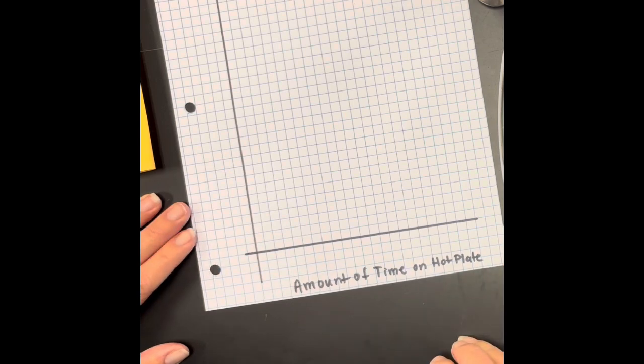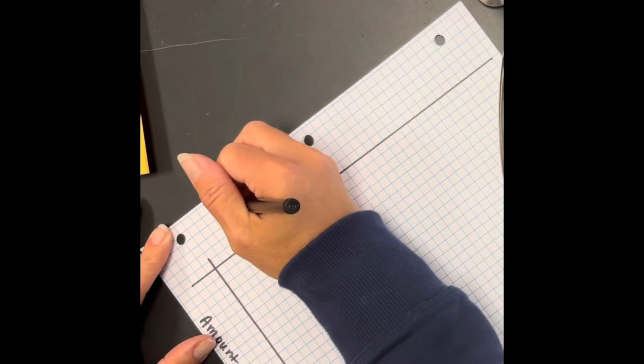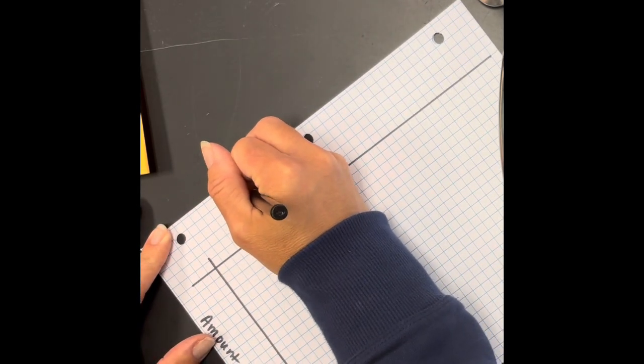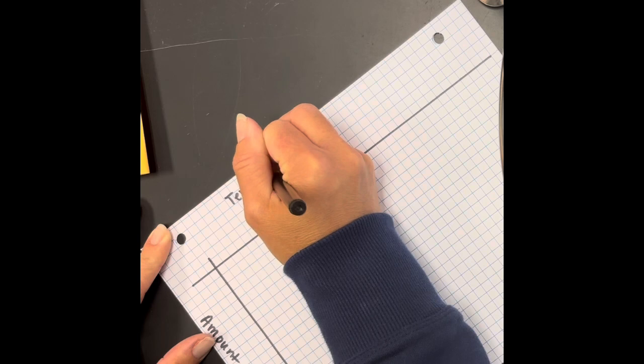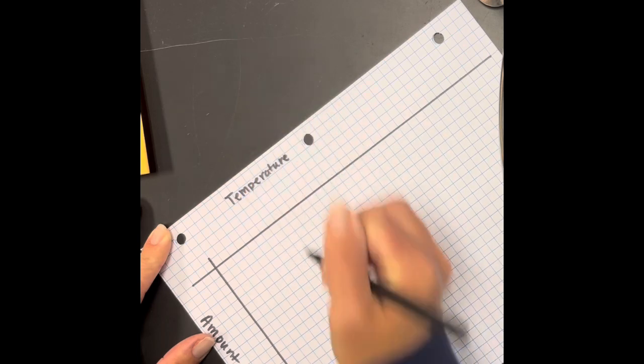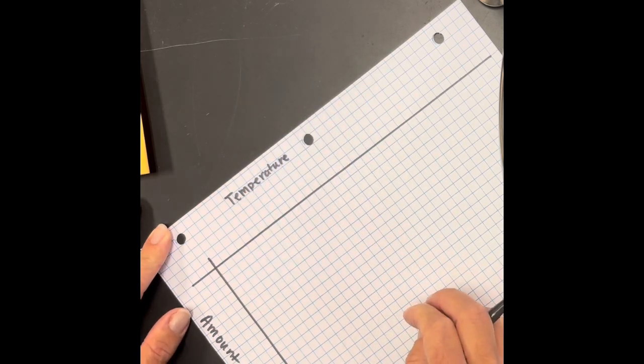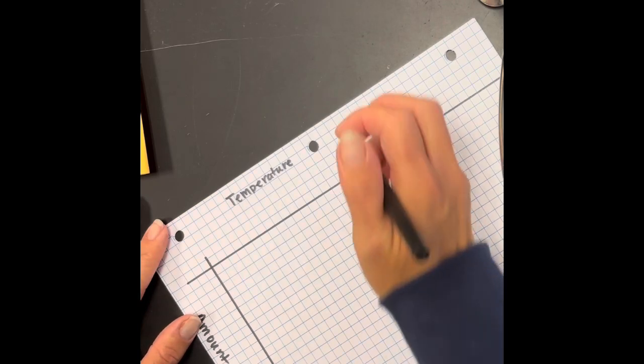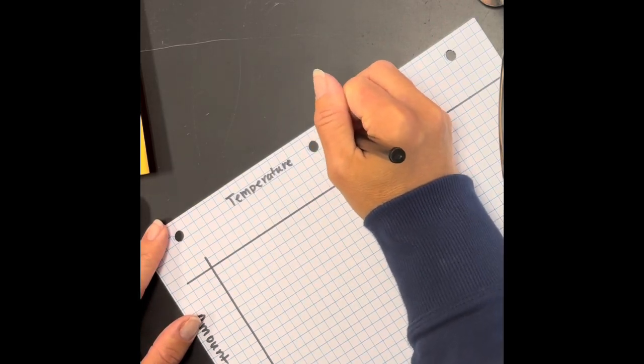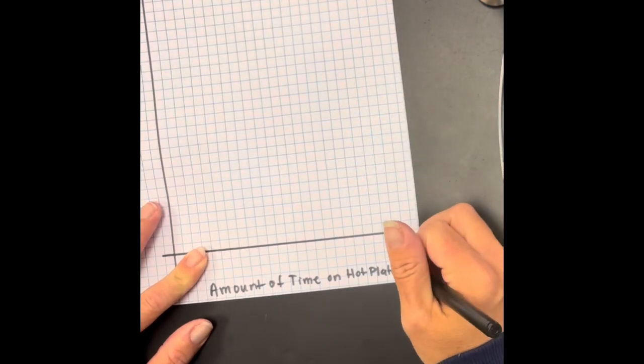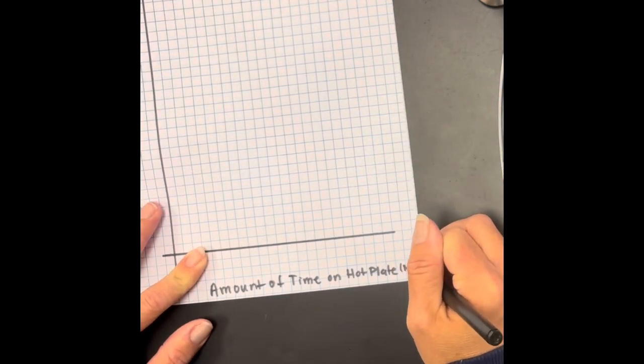Okay, and then what changed as a result? Well, the temperature. So for our label on this side, we're going to write temperature. Now, we need to make sure that we put our units. So our label for temperature is degrees Celsius, and our label for time is minutes.